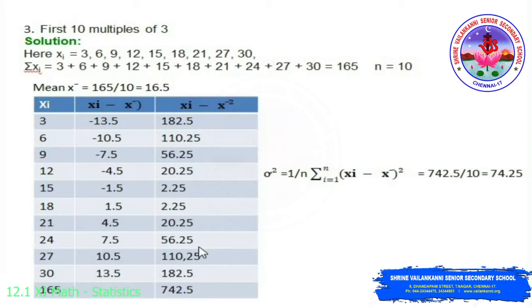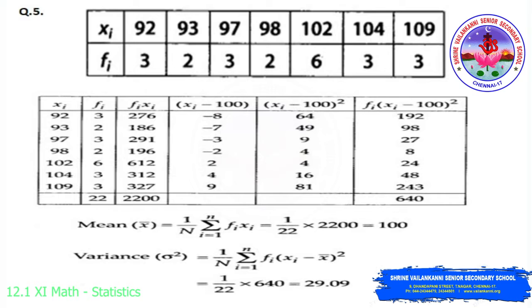Whole square is 182.25. So sigma modulus of xi minus x bar whole square is 742.5. When we add all these values, we get 742.5. The formula used to find the variance is sigma square equal to 1 by n, summation i equal to 1 to n, modulus of xi minus x bar whole square, which is 742.5 by n, n is 10. So when we divide this, we get 74.25.